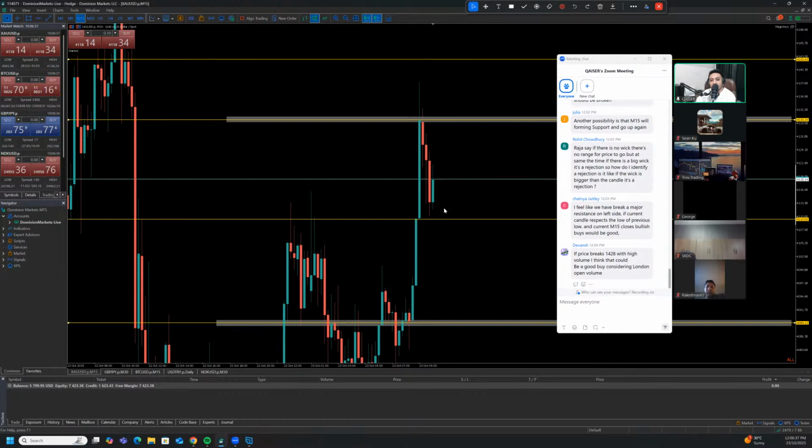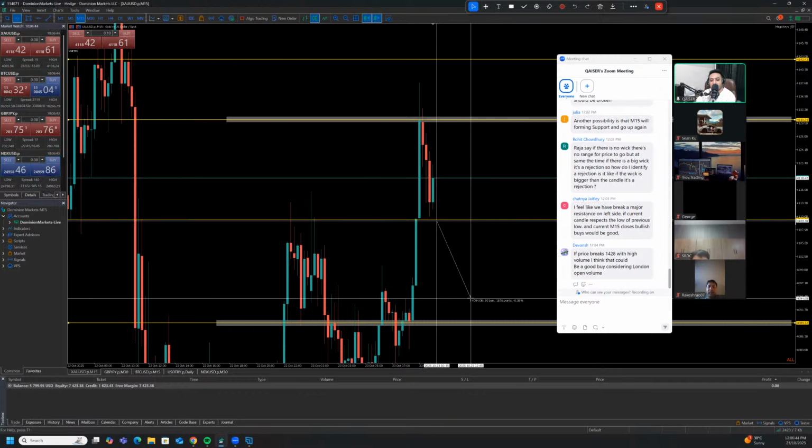Now for sells, I would like to see some kind of counter test setup. Rather than that, I'm not going to take a sell. Suppose that this can start rejecting and break the low. I'm not going to take sells here.